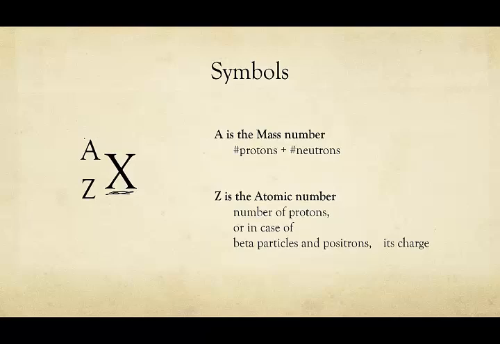A is your mass number. This is your number of protons and neutrons added together. So it gives you an approximate mass for the atom. Z is the atomic number, or in other words, the number of protons.